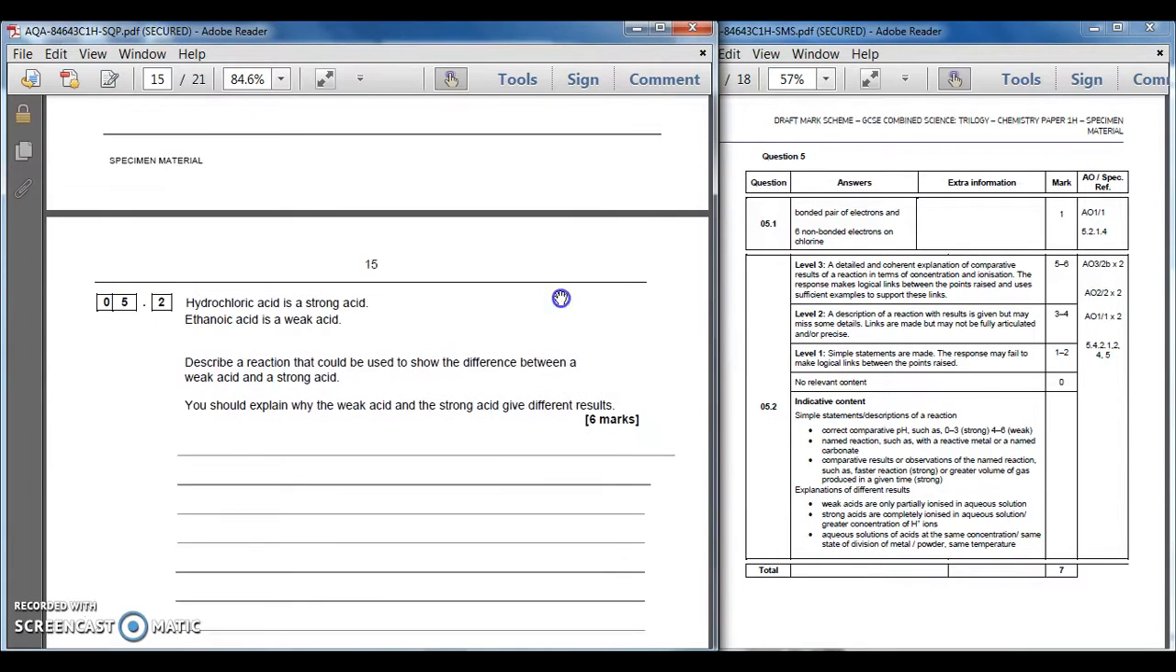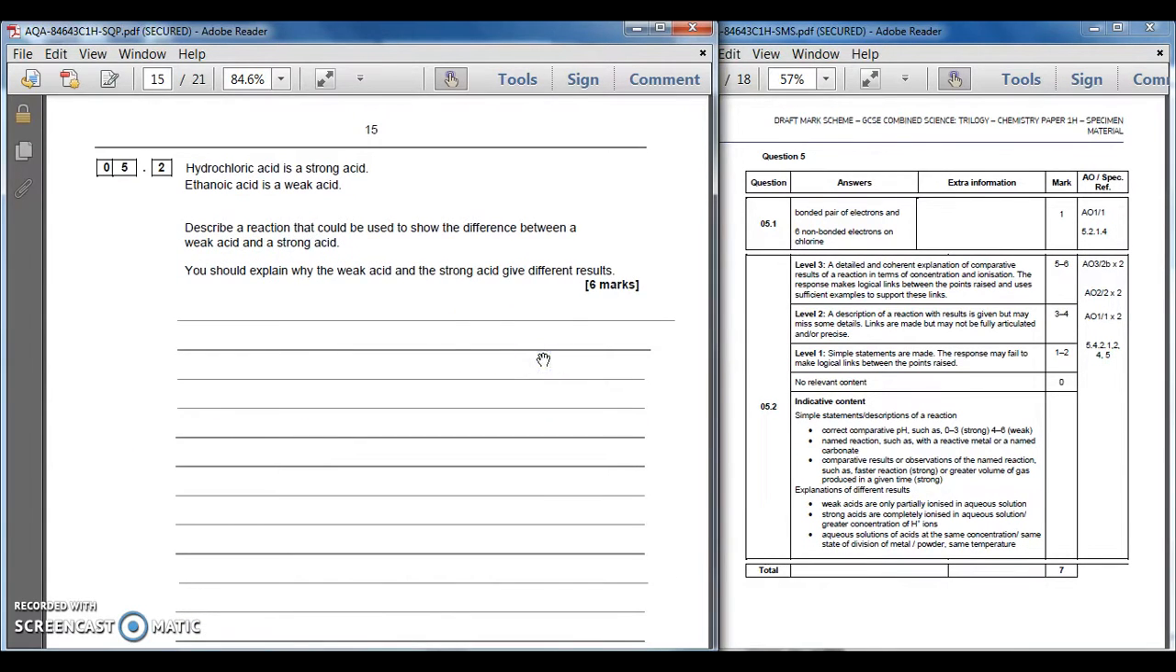This question here is asking for the difference between a weak acid and a strong acid. First thing you might say in the definition, a weak acid is a weak acid because it only partially dissociates, or a strong acid is a strong acid because it fully dissociates or fully separates. They're little definitions for you. Talking like that gets you in towards the top end marks.